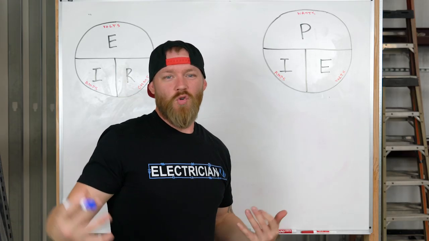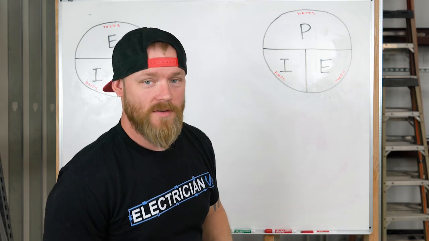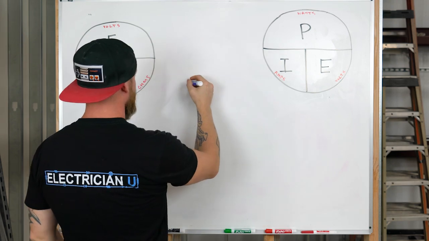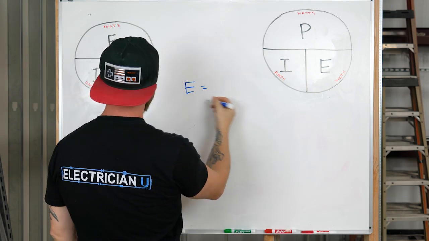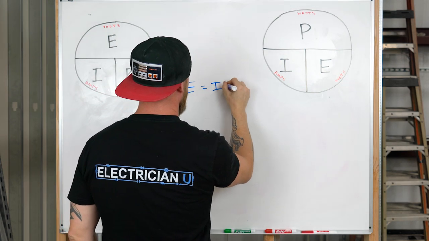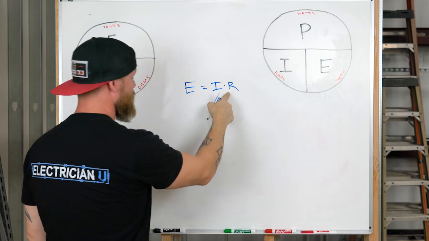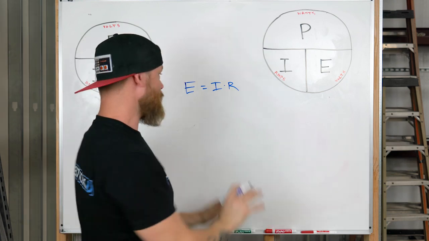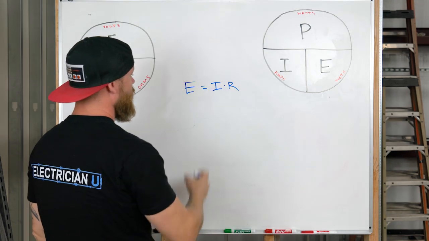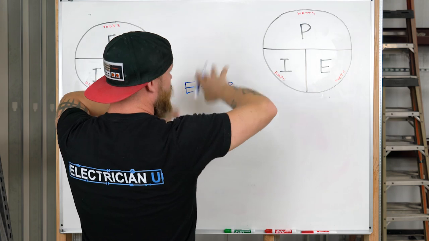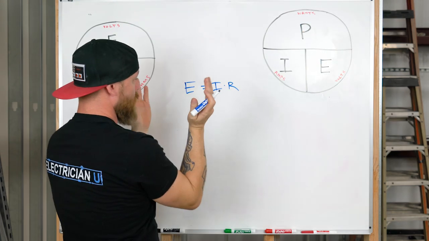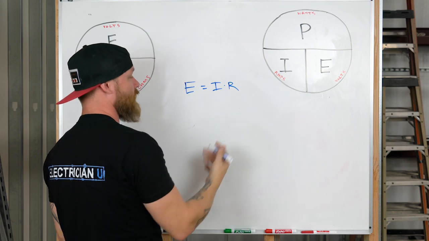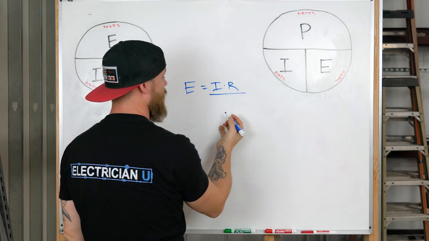So just a little quick bit on math for those of you that don't really know how an equation works. An equation means that on one side of the equal sign, the stuff on the other side also equals it. Everything on both sides has to be equal. So if you don't have this wheel memorized, but you can remember EIR or something like that, and you have one thing to go off of, you can move things around in an equation.